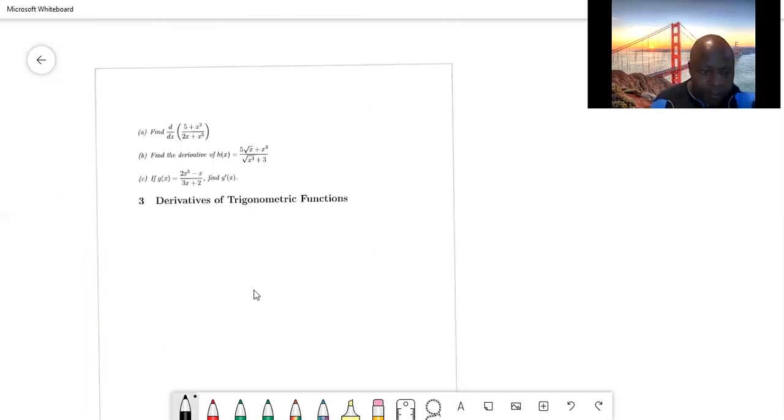Okay, the last question says 2x raised to 5 minus x over 3x plus 2. Find the derivative of that. So let's find the derivative of the numerator. And this one looks easy. So it will be 10x raised to 4 minus 1, multiplied by 3x plus 2, minus 3 multiplied by 2x raised to 5 minus x, over denominator square.